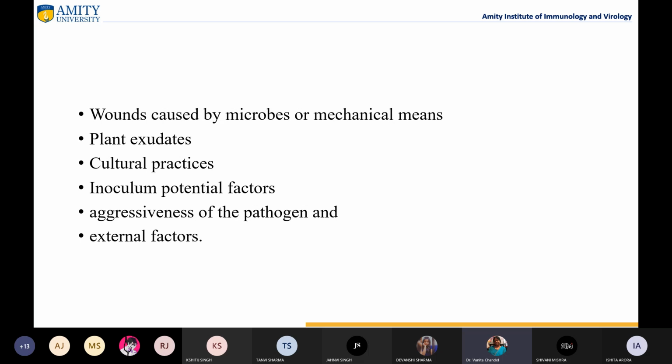Then certain cultural practices. So cultural practices means all the practices that we follow in the field, such as thinning of the plant, or removing the weeds from the plant. So if by that means we touch infected plants, and then we are touching the healthy plants also, we can transmit the pathogen, right? Then aggressiveness of the pathogen and certain other environmental factors.